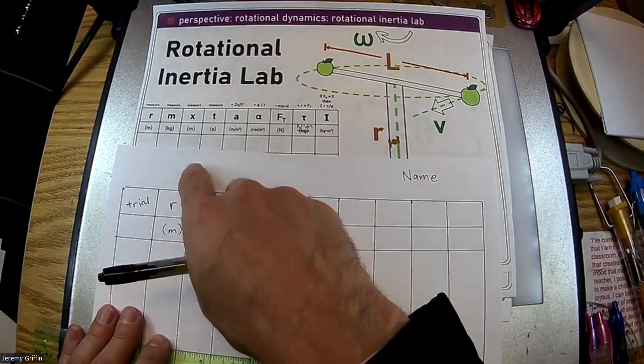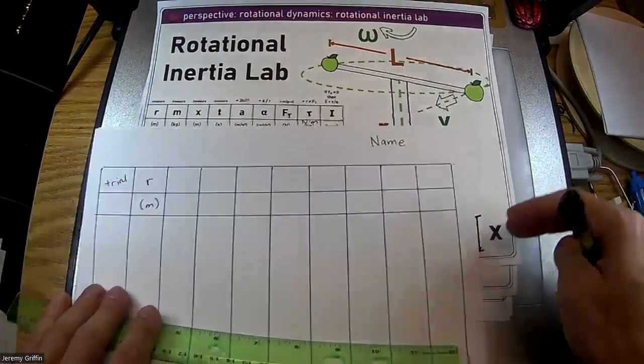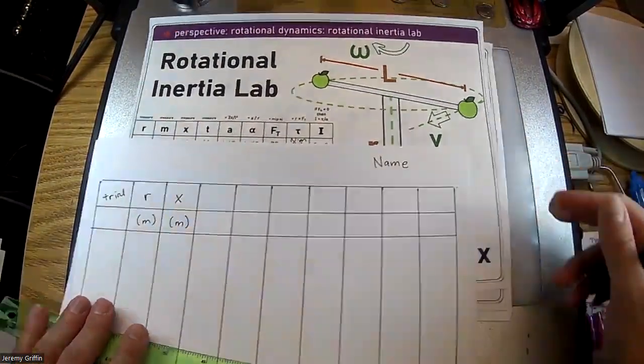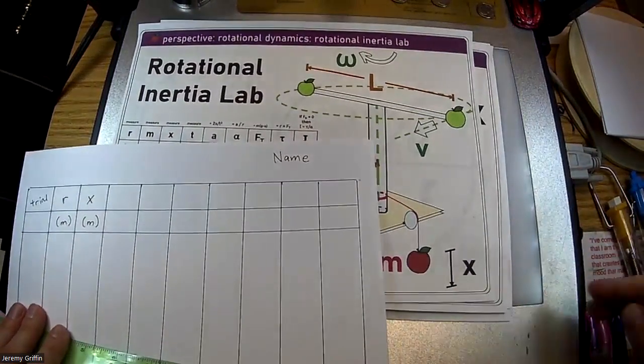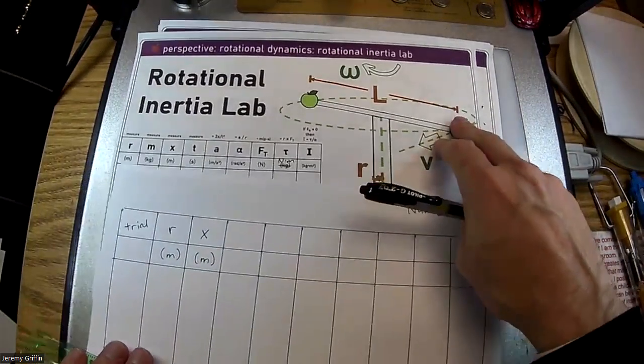I'm going to swap these two columns. Let's do what is this falling distance also in meters? So I'll call it X, also in meters. You can see I have the meter stick lined up next to it. It's not quite a meter.